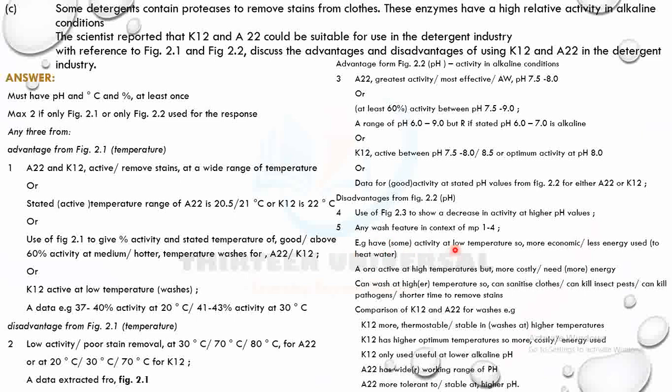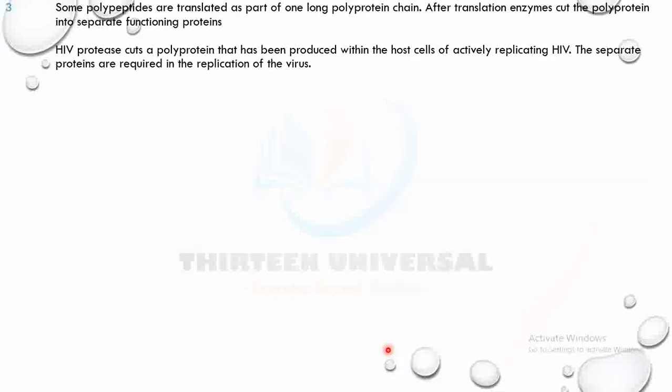Have activity at low temperature, so more economic, less energy. At high temperature, but more costly, need energy. Can wash at high temperature, so can sanitize clothes, can kill insects, pests, can kill pathogens. K12 is more thermostable, has a high optimal temperature. Only used for K12 at low alkaline. Okay, the alkaline pH is not low, has wider working range. More tolerant, stable to higher pH. So these are the things we expected to say. All right, let's quickly go.